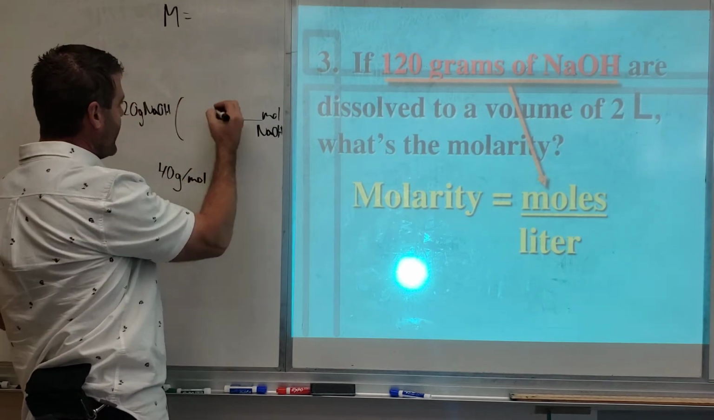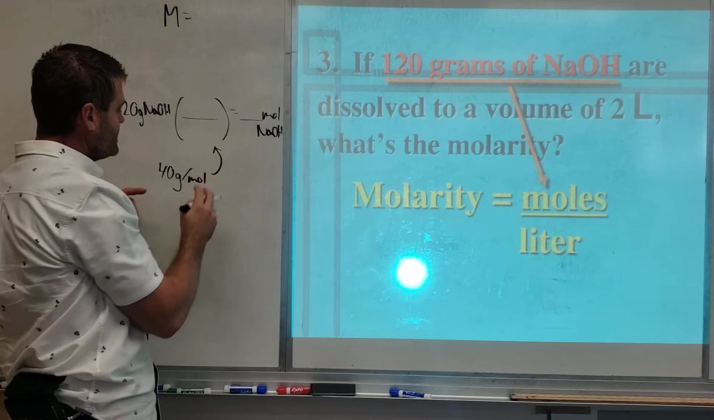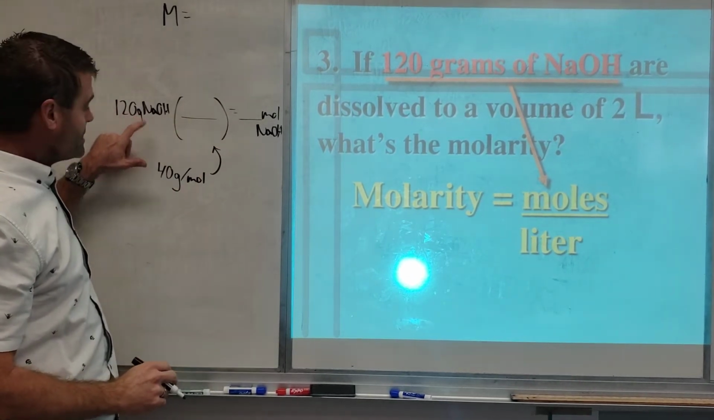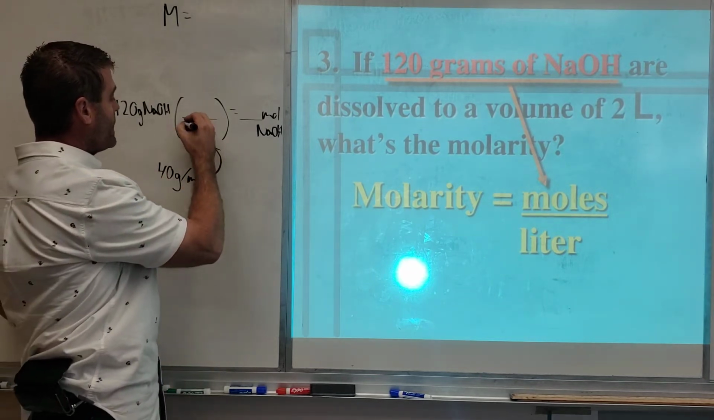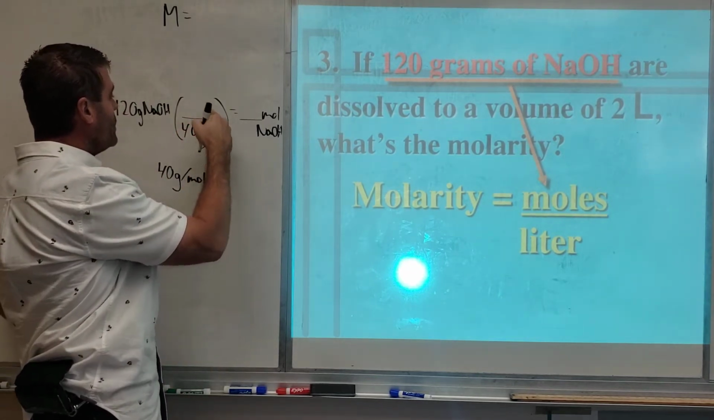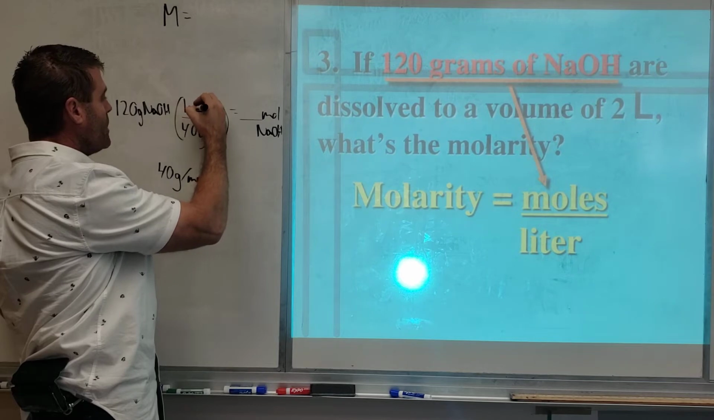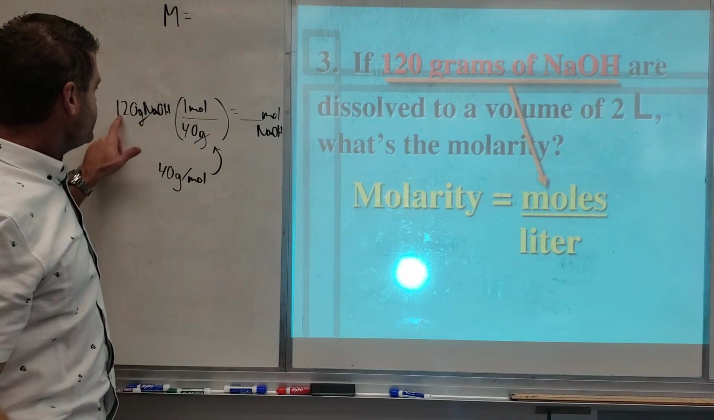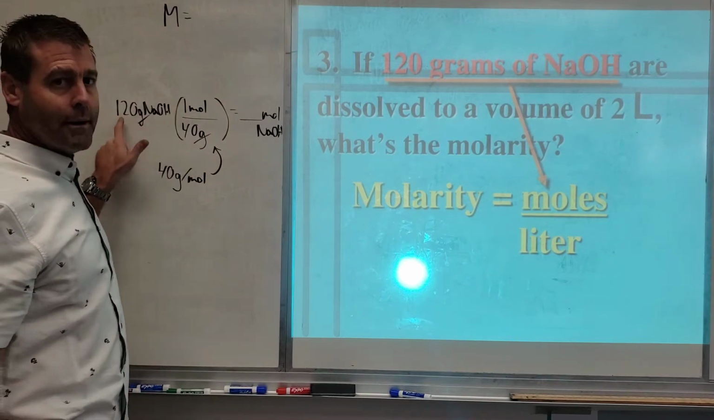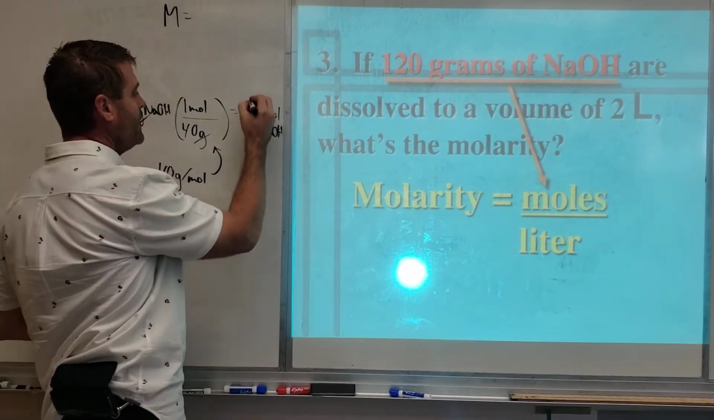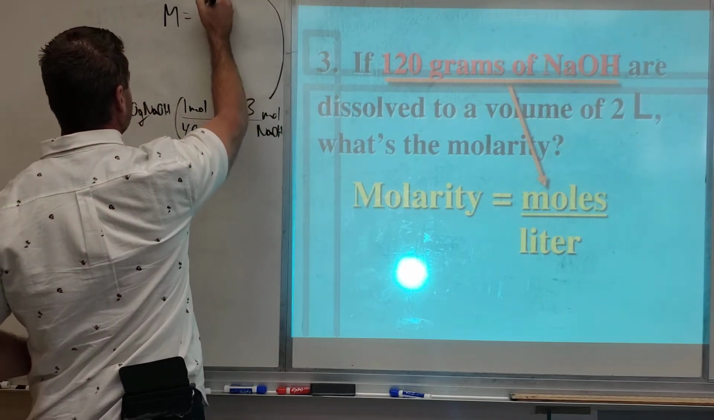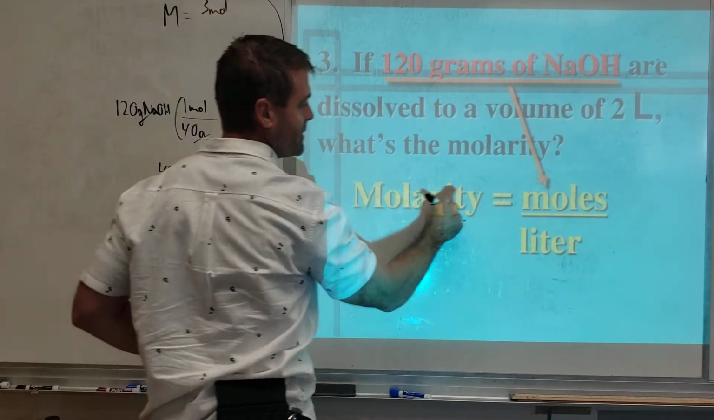So now I can use this information in here. I just need to know which one goes on top and which one goes on bottom. Notice I'm starting with grams on top, so I'm going to put the grams on the bottom. 40 grams of NaOH is equivalent to 1 mole of NaOH. So you'll notice grams cancels, and I have a number on top and a number on bottom. 120 divided by 40 is 3 moles of NaOH. That's how much NaOH I have. So I'm going to put that on top. See how we just figured out the moles?